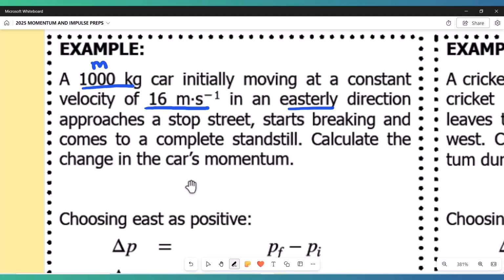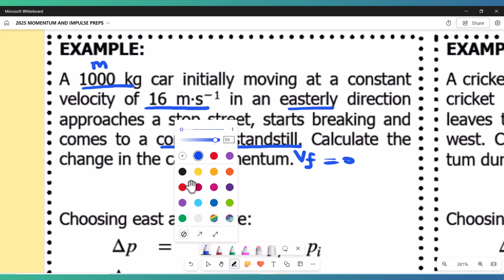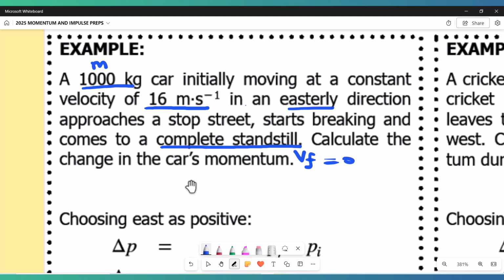Then it approaches a stop street, starts braking, and comes to a complete standstill, meaning our V final here. If they say complete standstill, it means that the V final is 0. Then they say calculate the change in the car's momentum. Now to get our change in momentum, like I said in our formula, change in momentum equals final momentum minus initial momentum.